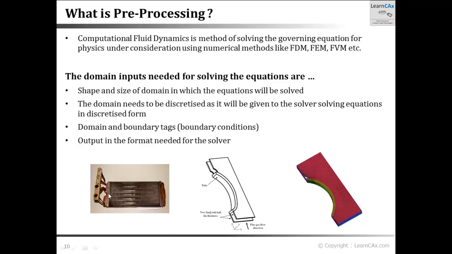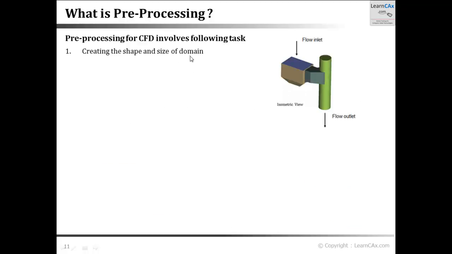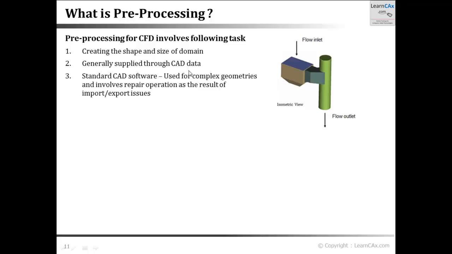So let's say this is a practical problem which is modeled using a CAD model which is generated within the pre-processing software or any third-party CAD software, and then a mesh is generated. So collectively, this entire process before we actually solve CFD is called pre-processing. It involves creating shapes and sizes and the exact domain. We generally use CAD software like Pro-E, CATIA, etc. to prepare the CAD models for CFD.